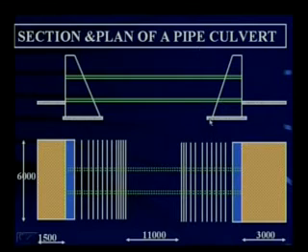You can see a layer of concrete here. This is the concrete which is laid in the foundation for head wall. This is the longitudinal section of apron. Apron on the upstream side, apron on the downstream side.